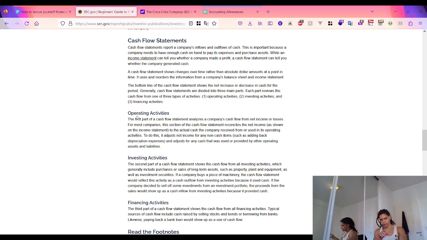And to do that, it adjusts net income for any non-cash items that affect the income statement but don't involve any cash transaction. For example, stock-based compensation: companies provide awards to employees or issue stock options. They have value, but there is no cash involved. Or depreciation or amortization.